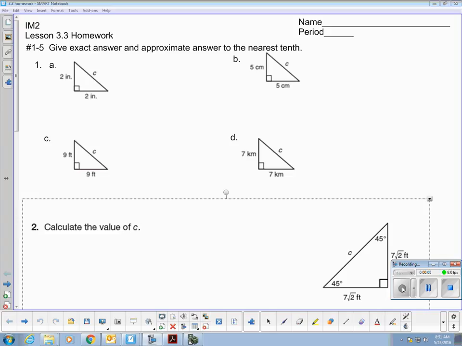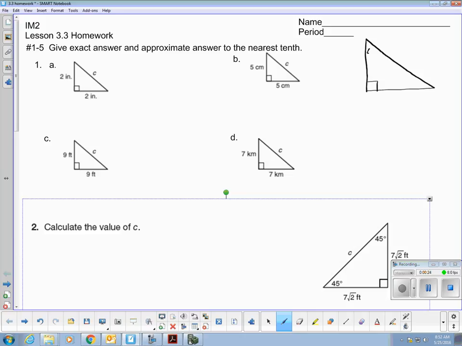Right triangles, and in this first section, chapter 3.3, it's about a special type of right triangle, a triangle that we call a 45, 45, 90. So let's just draw a picture over here on the right side of a 45, 45, 90, and let's talk about everything that we know.